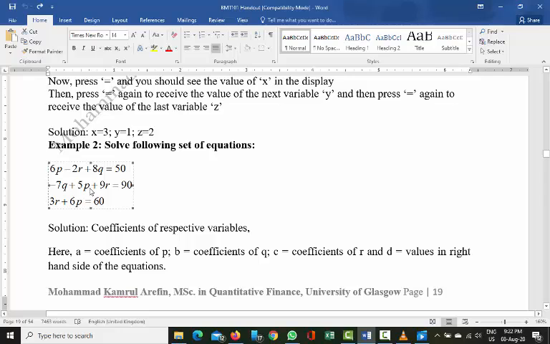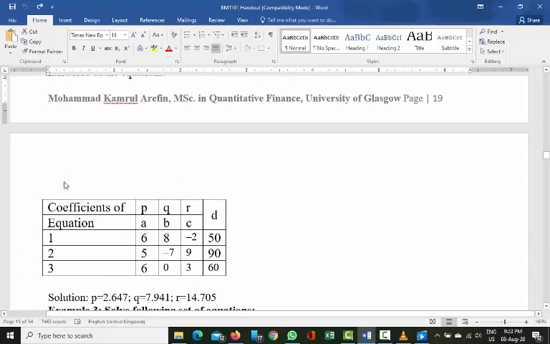So when you get variables like this, it's always better to consider these variables alphabetically. So you can consider it like p, q, r, or as you wish. Here we are considering that the coefficient of p is a, as the first variable. The coefficient of q is b, the second variable. And r is the third variable, so the coefficient of r will be c. And whatever you have on the right hand side of the equation, that will be d.